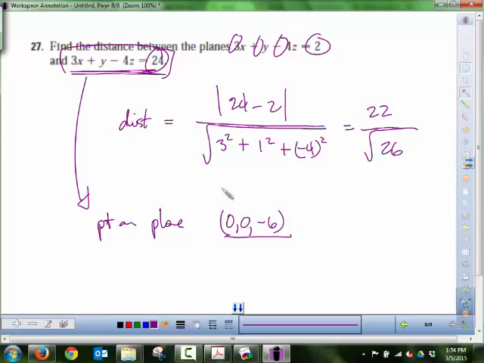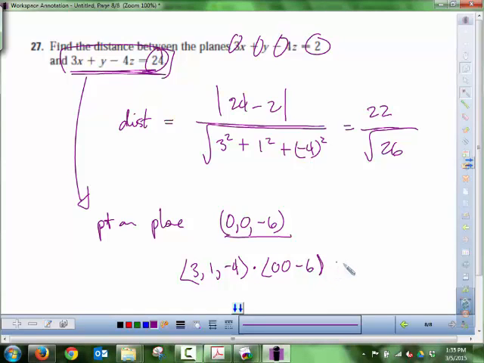If you dot this point with the normal vector, 3, 1, negative 4, dotted with 0, 0, negative 6, you should get your D. So what happens when you dot this? You get 24, which is the D. So it turns out that if you pick any other point on this plane, when you do that dot product, you're going to get the same D.